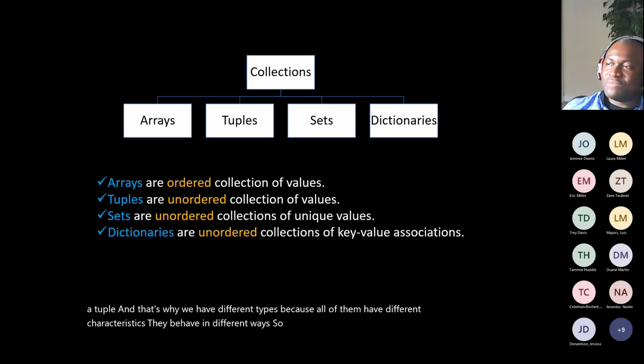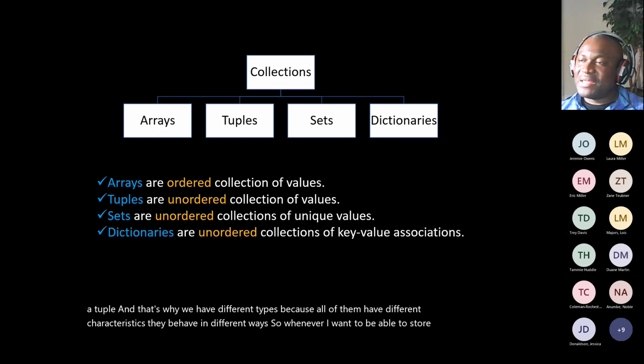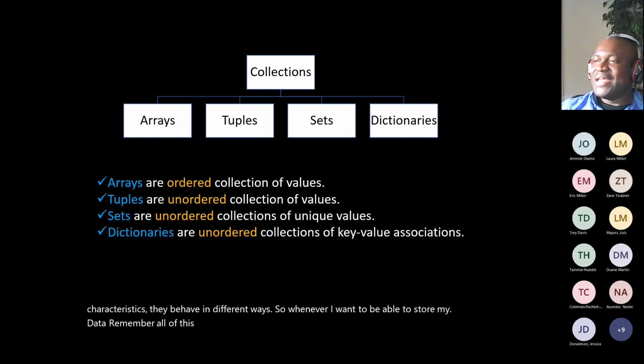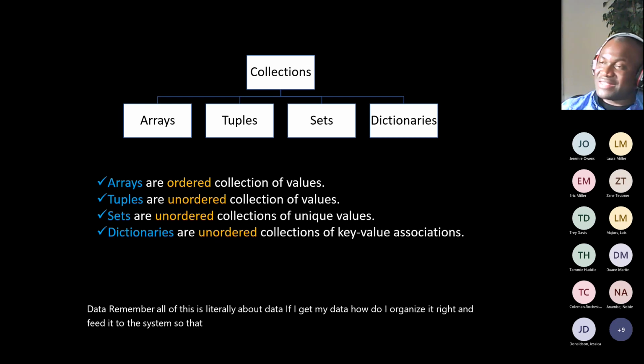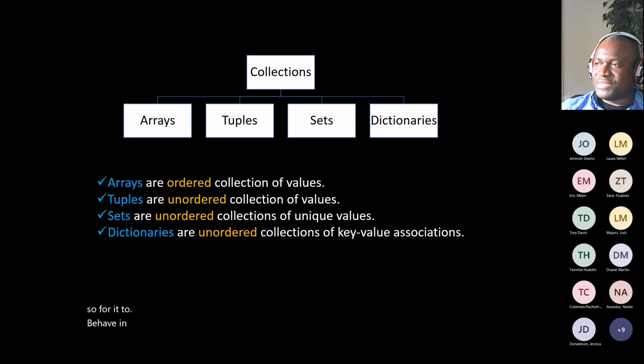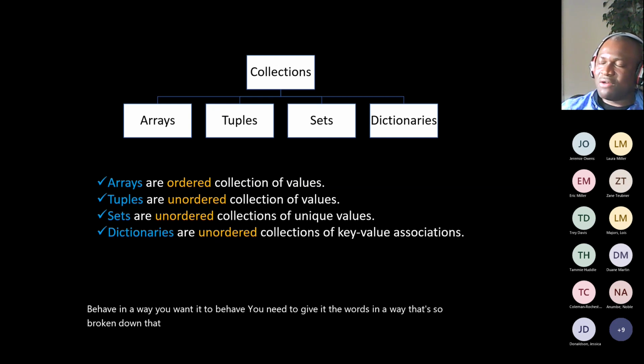So whenever I want to store my data, remember, all of this is literally about data. If I get my data, how do I organize it, and feed it to the system so that the computer, remember, a computer is essentially dumb. So for it to behave in a way you want it to behave, you need to give it the words so broken down that it would understand. Just think of the app that we are looking at today. All of a sudden, the app is able to answer questions. Is it smart? Absolutely not.